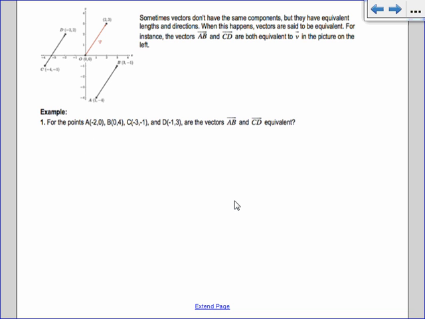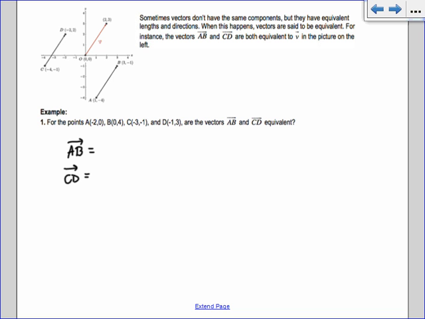All right, so it says sometimes vectors don't have to have the same components, but they have equivalent lengths in vectors. So we talked about this briefly. This means that vectors are said to be equivalent. So basically, you can just find their component form, and you see if the component forms are the same. So number 1, it says for the points negative 2 comma 0, 4, 0, negative 3, 1, and negative 1, 3, are the vectors AB and CD equivalent.